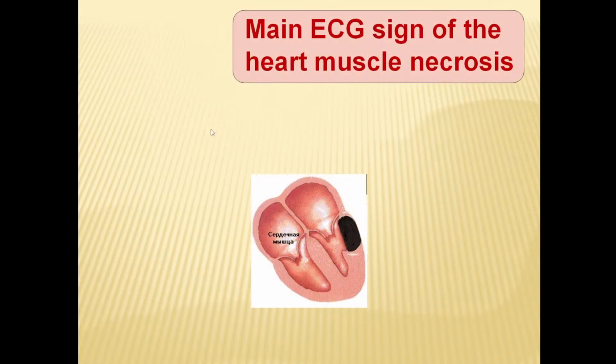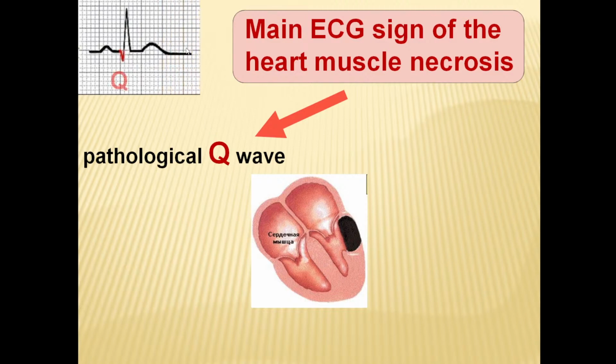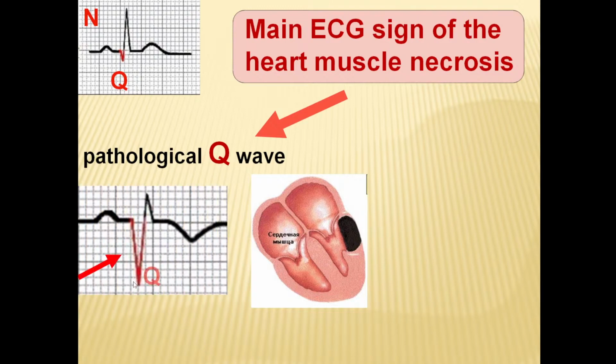And necrosis, when the heart muscles die, is indicated by a pathological deep and wide Q wave. We remember the normal Q wave is very small, its depth cannot exceed 1/4 of the R wave. Sometimes it's invisible, and if you see a deep widened Q wave, we are talking about myocardial infarction, about necrosis of the heart muscles.